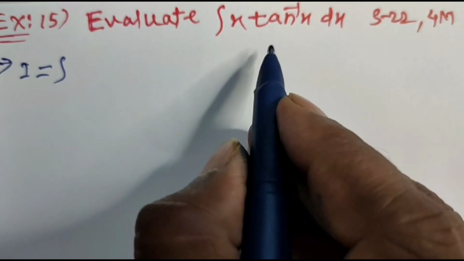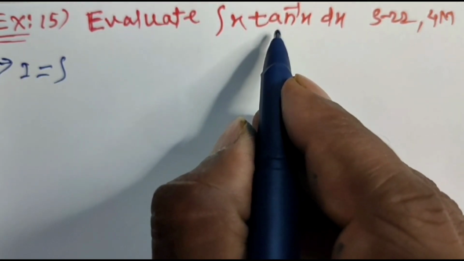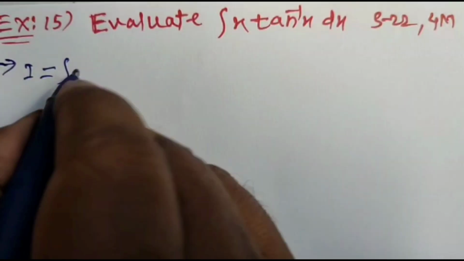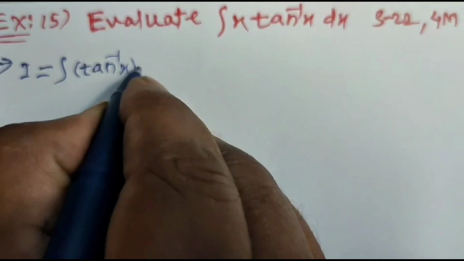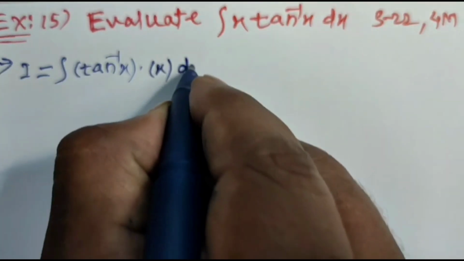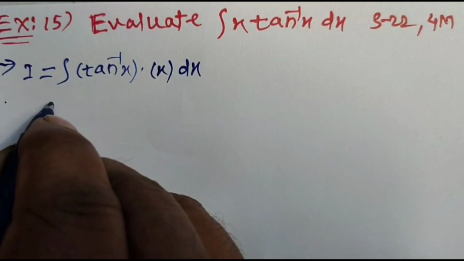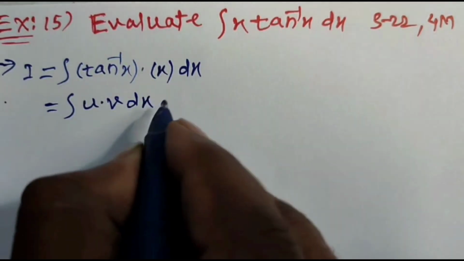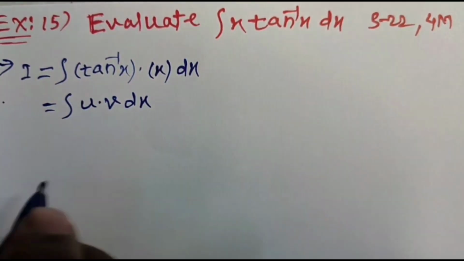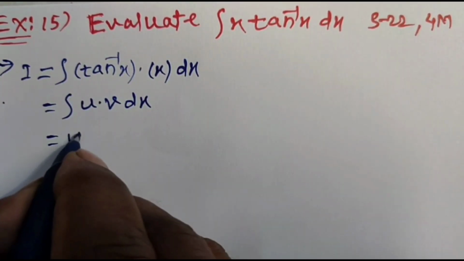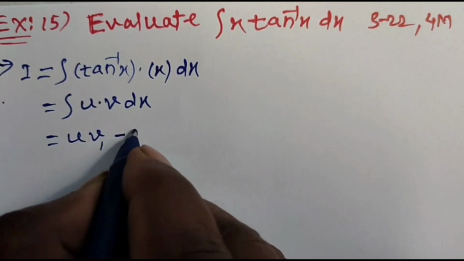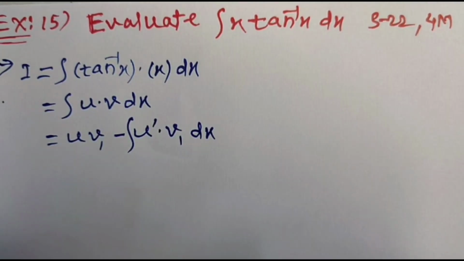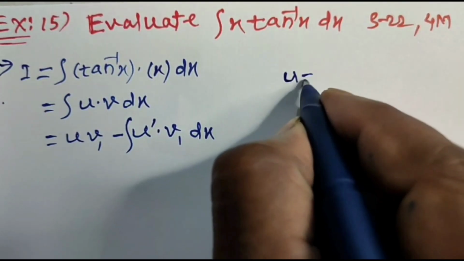By LIATE rule, tan inverse x must be first function and x must be at second position. That is second function. So we can write tan inverse x into x integral with respect to x. And now comparing this with by parts method, that is integral of u into v integral with respect to x. And you know this formula, this is equal to u into v1 minus integral of u dash into v1 integral with respect to x. Okay, u is equal to tan inverse x.